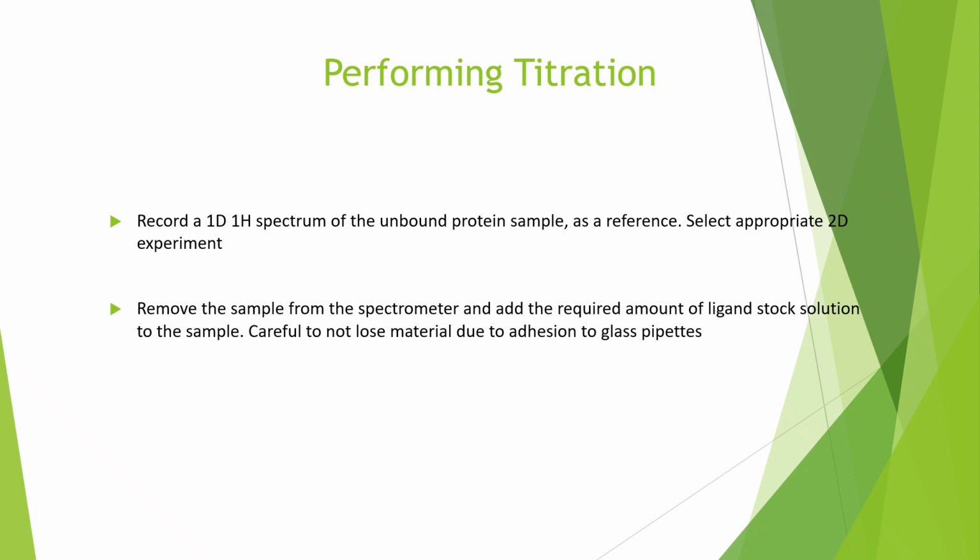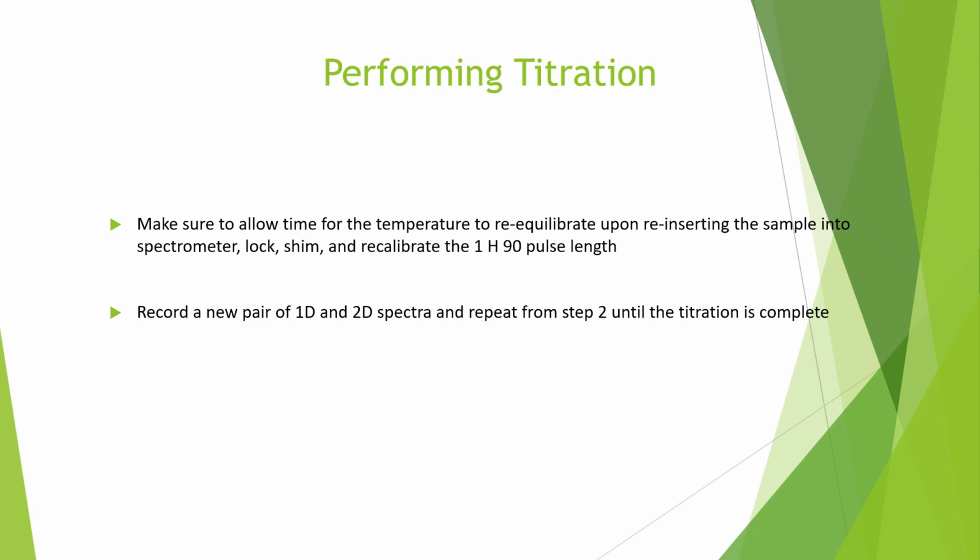It is not recommended that you remove the sample from the NMR tube, but instead add the appropriate volume of liquid stock to the tube. A hand centrifuge can be used to return the sample to the bottom of the tube, being careful to avoid bubbles which could interfere with acquiring accurate data. Make sure to allow time for the temperature to re-equilibrate upon reinserting the sample into the spectrometer.